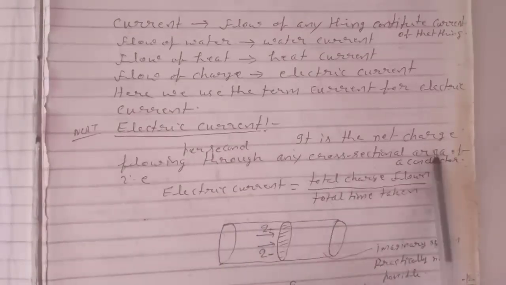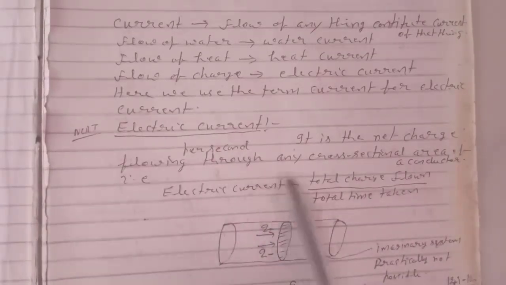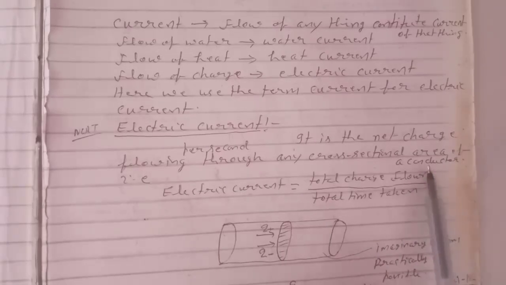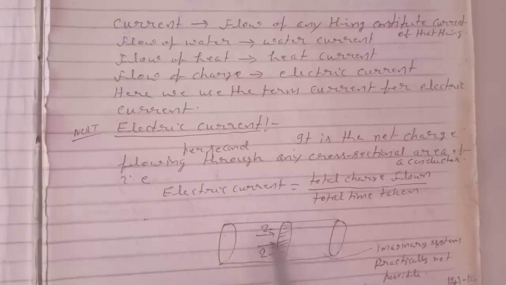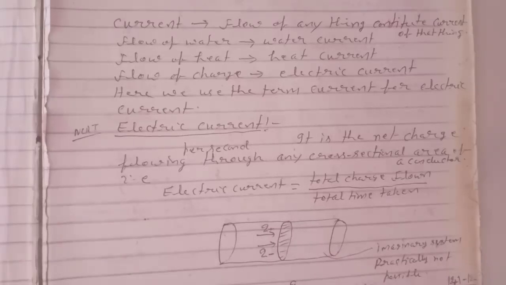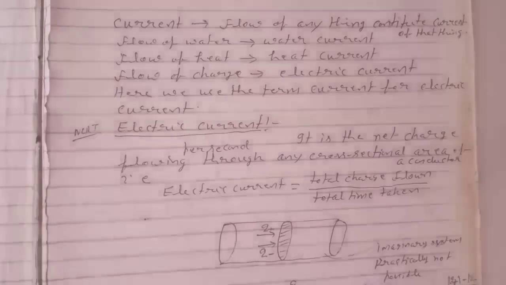Now, electric current. It is the net charge flowing per second through any cross-sectional area of a conductor. Electric current is the total charge flown divided by the total time taken. Here a cross-section of a conductor is shown and charge is flowing through. Positive charge as well as negative charge is flowing. So net current will be I equals Q plus minus Q minus, divided by T. If we consider only the flow of positive charge, then I equals Q by T. Here Q by T is the net charge flown through the cross section in time interval T.